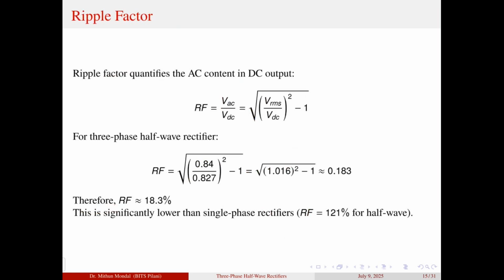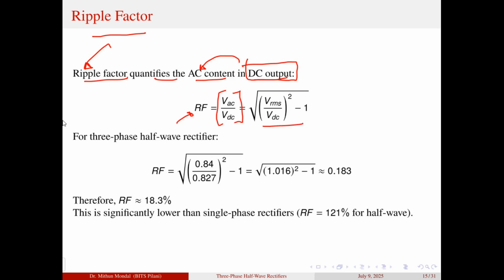We need to calculate the ripple factor. Ripple is the presence of unwanted frequency components in the system. So the ripple factor quantifies the AC content in the DC output. Our output should be pure DC, but there are certain AC components also present, which are known as ripples. This we have discussed in detail in the previous few lectures. The ripple factor is the ratio of the AC component of the voltage to the DC component, which comes to be the square root of VRMS squared by VDC squared minus 1. If we compute for the three-phase half-wave rectifier using this principle, substituting the values from the previous derivation, it comes to be 0.183, which indicates that the ripple factor is 18.3%.